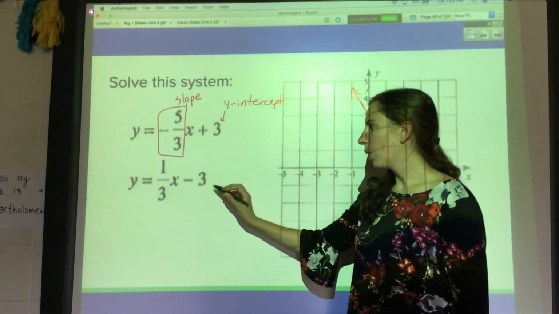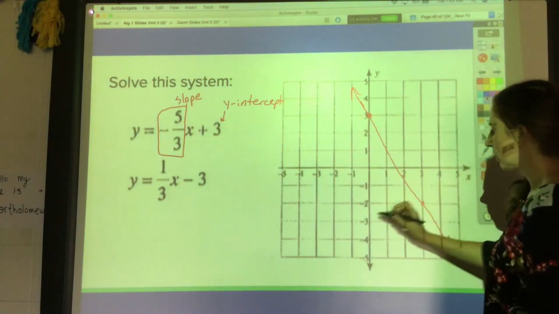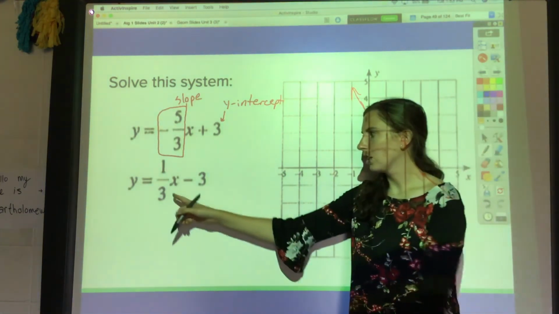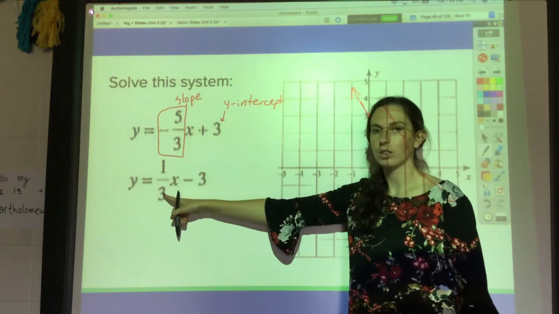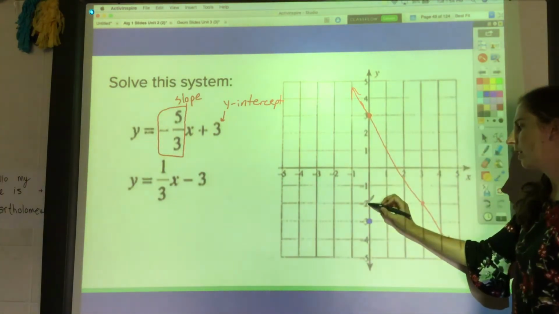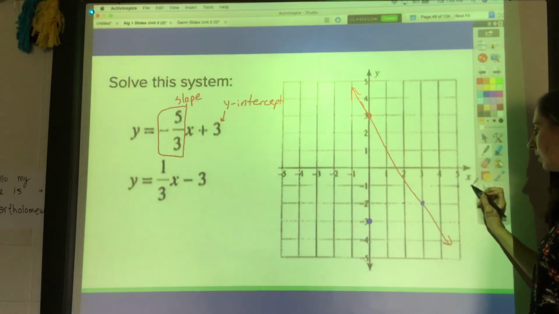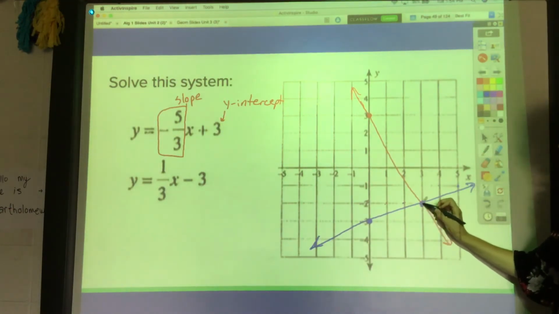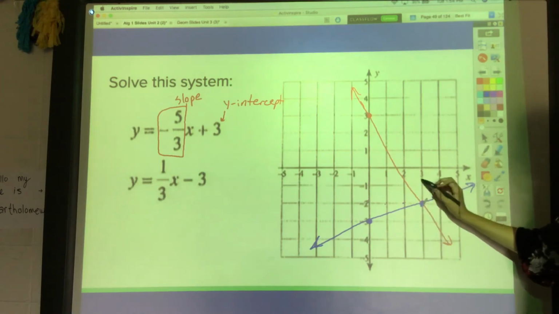On this one, our y-intercept is -3. And so that is here at -3 is the y-intercept. And then the slope is 1/3. So go up 1 over 3. Up 1 over 3. Oh, look, there it is. Up 1 over 3. Whoops. So that right there is my solution, because that's where they intersected. So (3, -2) is the solution.